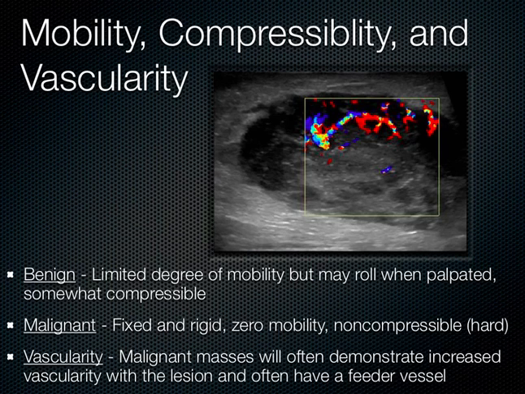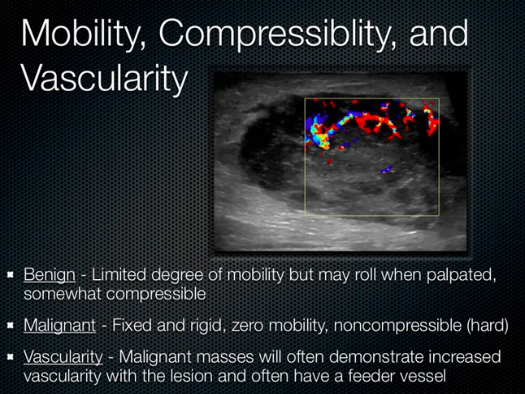There are other issues too, like mobility, compressibility, and vascularity. So benign lesions have a limited degree of mobility, but they can actually roll when you palpate them, and they're somewhat compressible. Whereas malignant lesions are fixed, they're rigid, they don't move at all. They're non-compressible, they're hard. Okay, so that's another way to distinguish these on ultrasound.